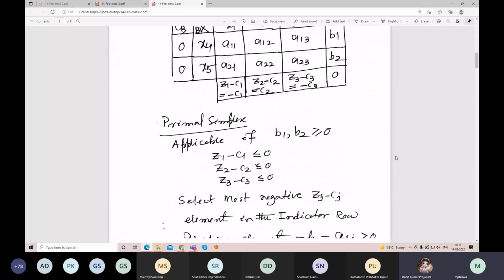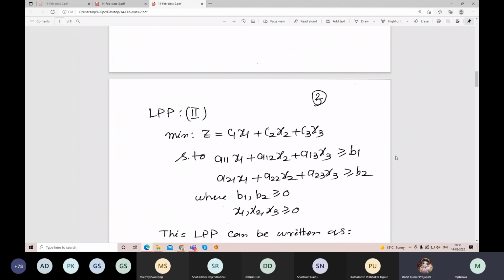This we have learned already. Now you tell me, here there is a clue. This is the problem. Which method will apply? Everybody, please tell.